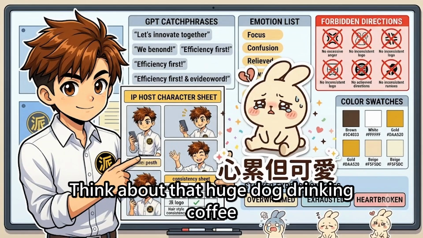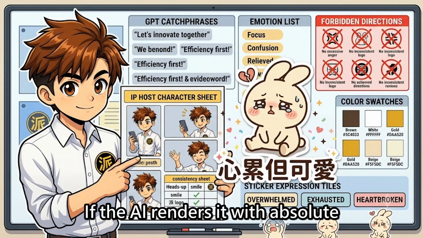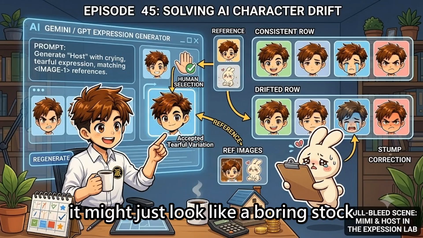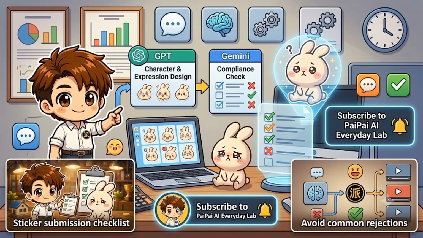Think about that cute dog drinking coffee from the very beginning. Yeah. If the AI renders it with absolute mathematical symmetry, it might just look like a boring stock photo. But if you manually tweak it, if you leave a slightly wonky eye or an asymmetrical ear or a messy hand-drawn font, maybe that imperfection is what actually connects us to each other in a chat window.